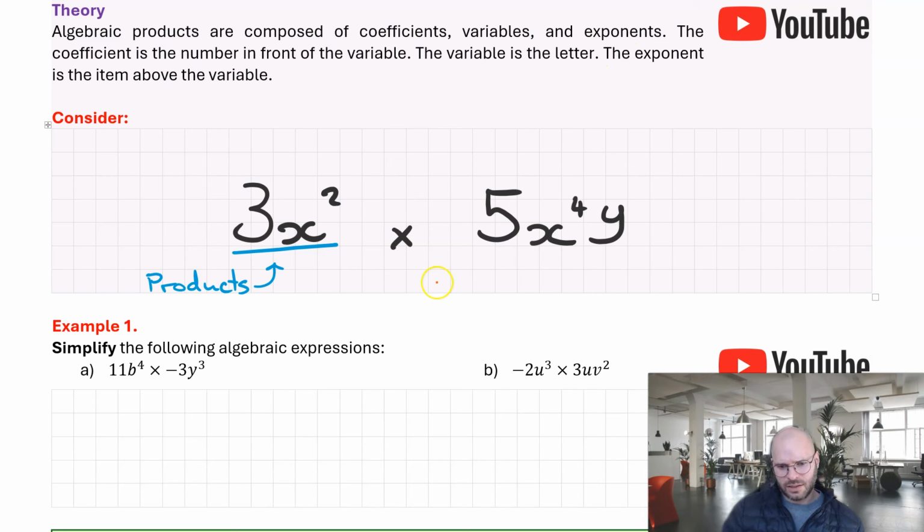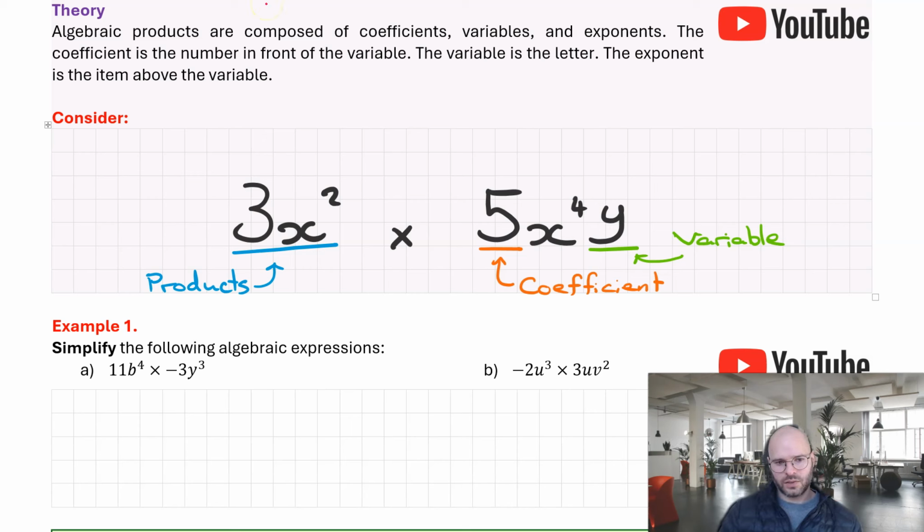The coefficient is the number in front of the letters. So in this instance, we have a coefficient of 5 over here, and then we have a coefficient of 3 over here. Moving along, we have variables. A variable is a letter. Notice we have one here, here, and here. This expression has 3 variables. However, there are only 2 unique variables, x's and y's.